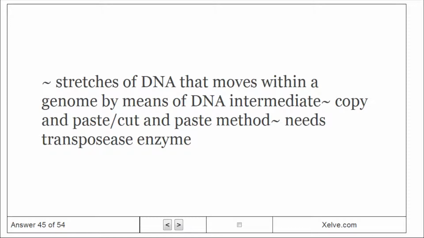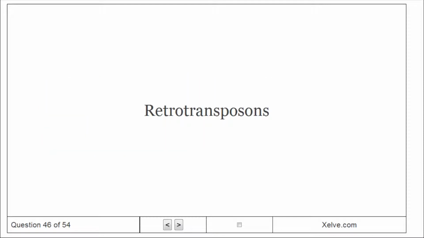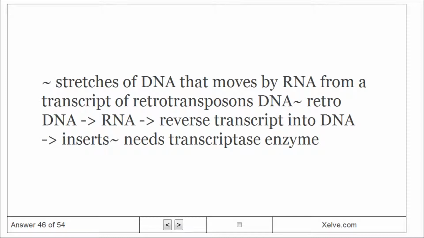Transposons. Stretches of DNA that move within a genome by means of a DNA intermediate. Copy and paste, cut and paste method. Needs transposase enzyme. Retrotransposons. Stretches of DNA that move by RNA from a transcript of retrotransposon DNA. 1. Retro, DNA to RNA. 2. Reverse transcribed into DNA to insert. Needs reverse transcriptase enzyme.